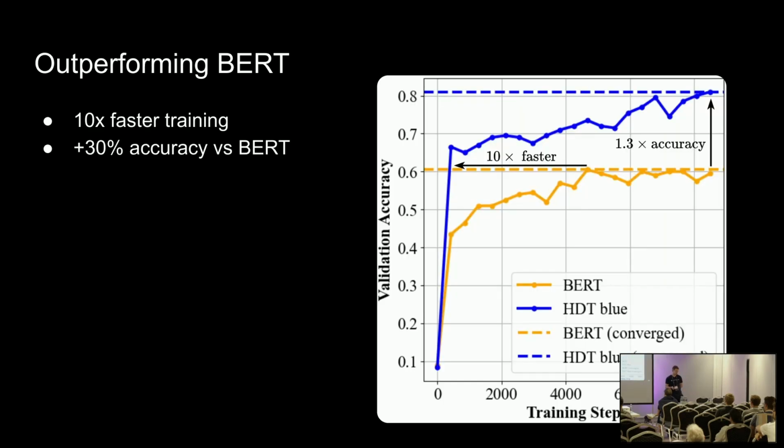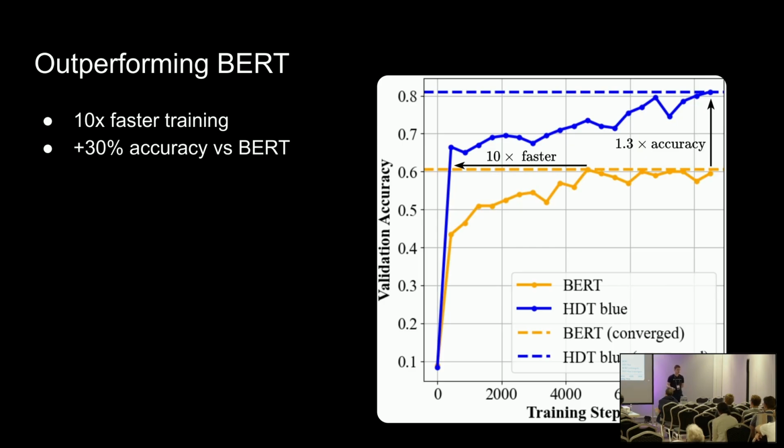It doesn't tell you that much yet. Okay, here's the performance. We train 10 times faster than vanilla BERT and gain a 30% accuracy boost. Let's explain this graph. We have the training steps on the x-axis and the validation accuracy on the y-axis, and you see our blue line increases way faster than the yellow line, and also converges to a higher accuracy.